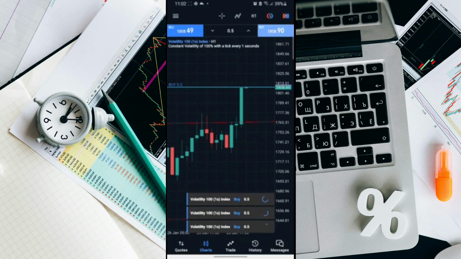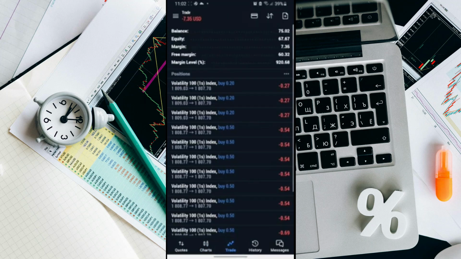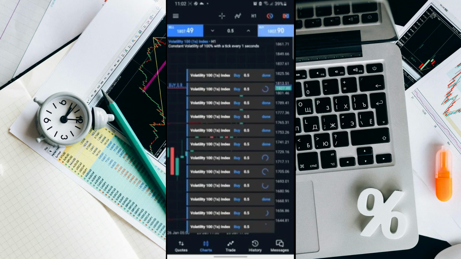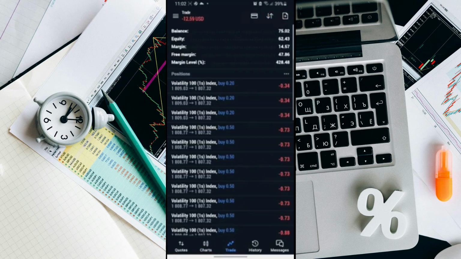So now I'm increasing my lot size since my account is now sufficient enough, and adding more positions and waiting for the market to do its wonders. As you can see, guys, we're in $78 profit. We are moving, we're really moving. Let me add more positions so that you can collect the maximum profit and then be content with that.